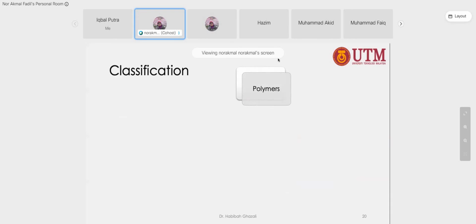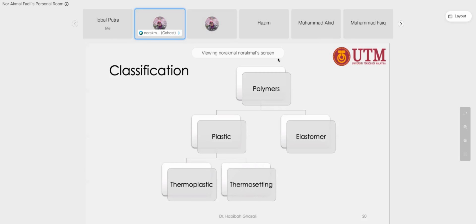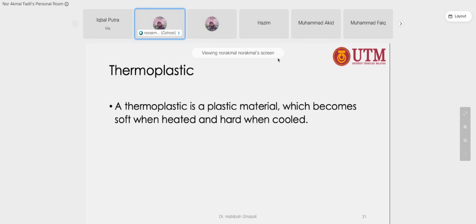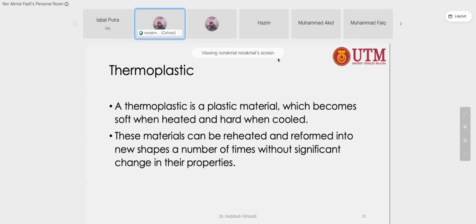So if you look at the classification of polymer, we have two categories. One is plastic, one is elastomer. In the plastic, we have thermoplastic and thermosetting. For elastomer, we have rubber. So the thermoplastic is a plastic material which becomes soft upon heating, and when we cool it down, it will become hard. This material can be reheated and reformed into a new shape a number of times without significant change in its properties.